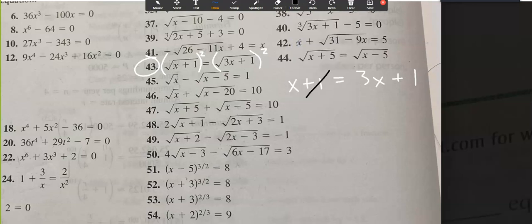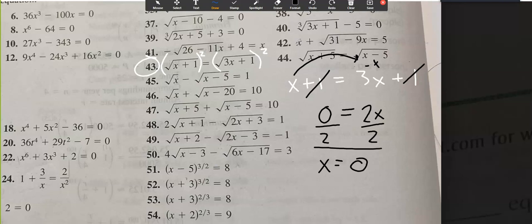Yes, it is. Hey, the ones disappear. I can subtract the x to the other side. And I can divide by 2. What do you get for x? What is 0 over 2? 0 divided by anything is still 0.